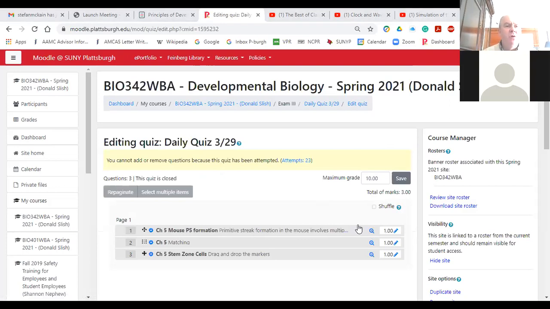Okay, primitive streak formation in the mouse involves multiple signaling molecules. First, the blank is induced in the visceral endoderm, that would be G. We don't see what you're reading. I always do that. Thanks for telling me.